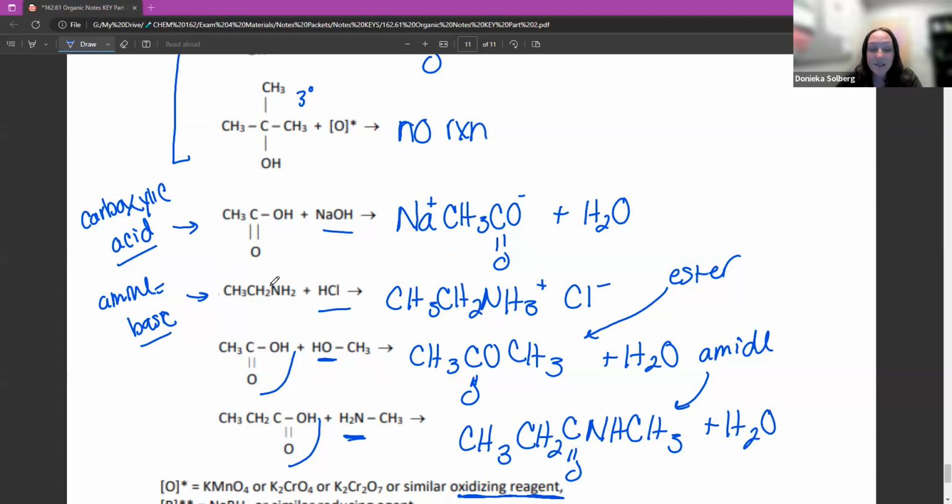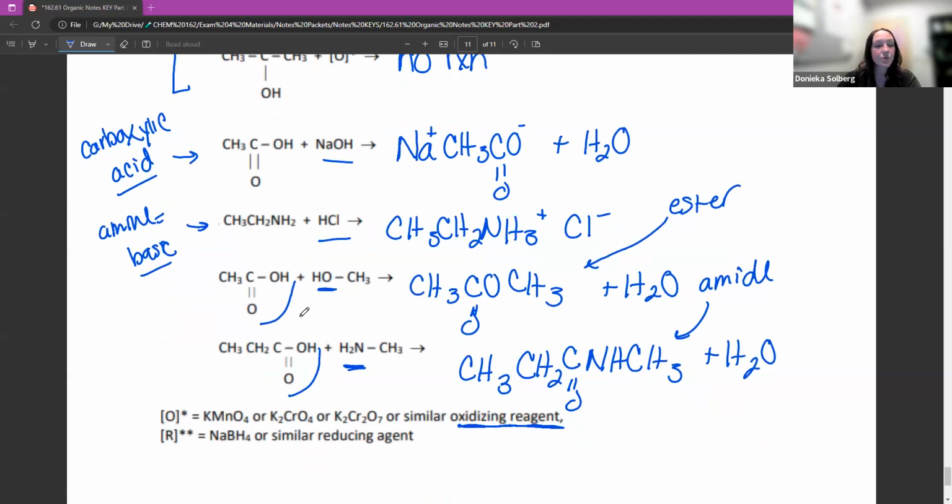Bases accept hydrogens. So if I'm reacting with an acid, this hydrogen is going to go on to that nitrogen, and I'm left with the Cl minus. So the hydrogen goes on to that nitrogen. That's how they get that NH3 plus. And I have a Cl minus because it lost that hydrogen. So anytime you've got a carboxylic acid, it acts like an acid. Anytime you've got an amine, it acts like a base.